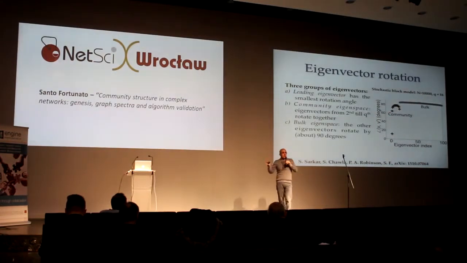And the remaining eigenvectors, they all rotate together. It's called the bulk eigenspace, and they basically rotate instantly by 90 degrees. So like this, even if epsilon is very small.